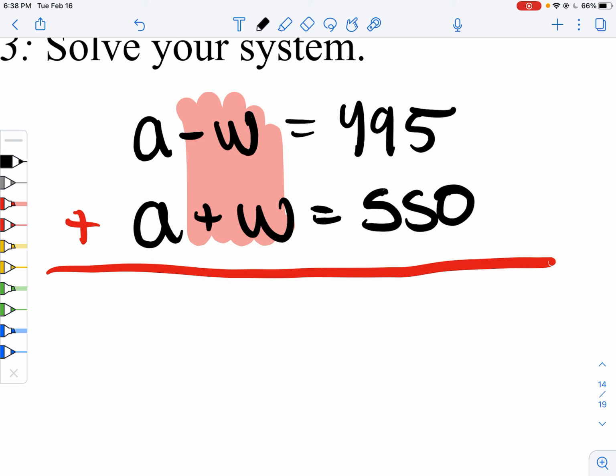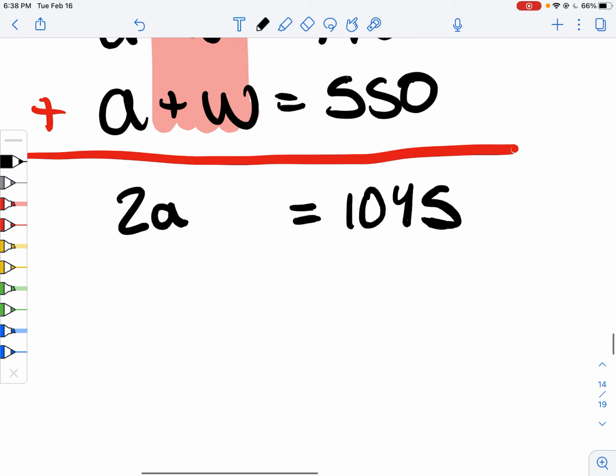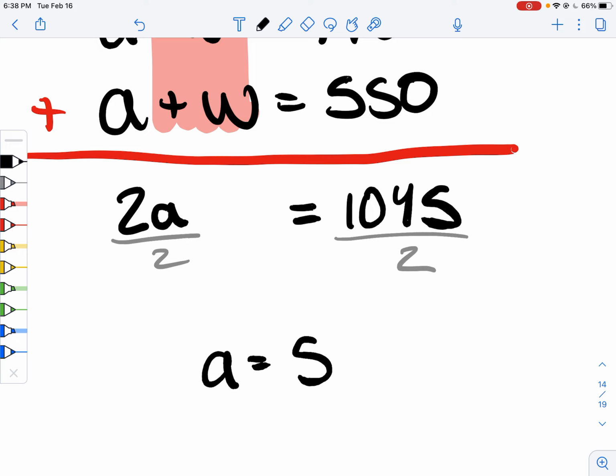Okay, so A plus A gives us 2A. And 495 plus 550 gives us 1045. Now to solve for A, we just need to divide by 2 on both sides. So A is 522.5 miles per hour. So that's how fast we think we're going, 522 miles an hour.